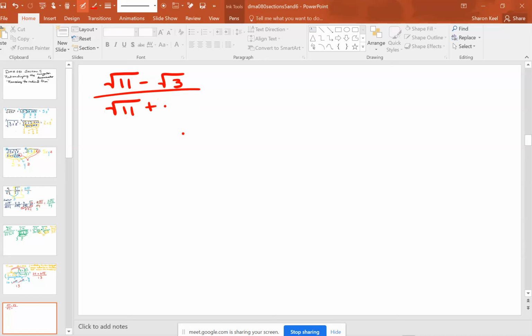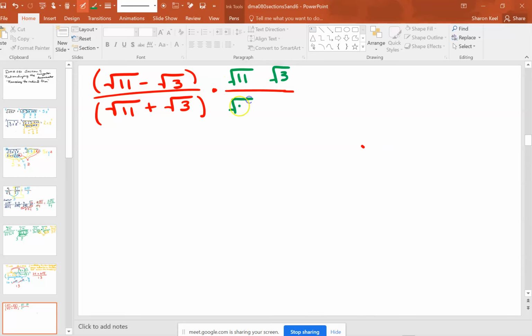I like to, since it's two terms, go ahead and put a parenthesis around both sides. Then what we're going to do is multiply by the conjugate. The conjugate is going to be both the square roots of 11 and 3. You look at the denominator was a subtraction, so the conjugate is going to be an addition. The opposite of the subtraction, we're going to use addition for the conjugate. The top and bottom have to be identical. We're going to put our final answer here in a moment.